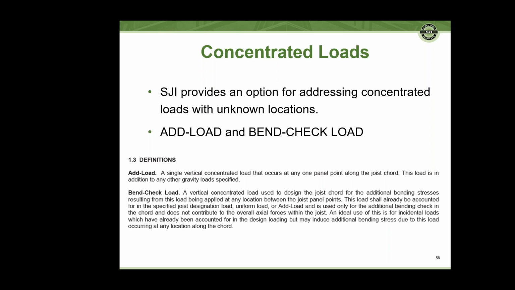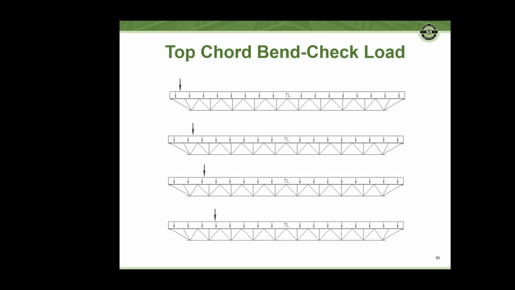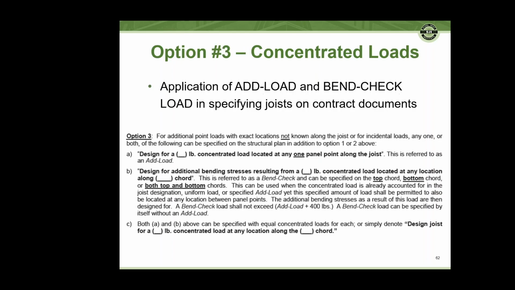So this load shall already be accounted for in either the joist designation, a uniform load, an add load, or other. And this is only doing a bending check to check for loads that have been accounted for, but you don't know exact location, may induce stress, and then don't need an additional field added strut. So just sort of a visual definition of this, an add load is at any panel point going across the span, and then a bin check load is a concentrated load between panel points, checking in bending, so it can be on the top chord or the bottom chord, or both top or bottom.